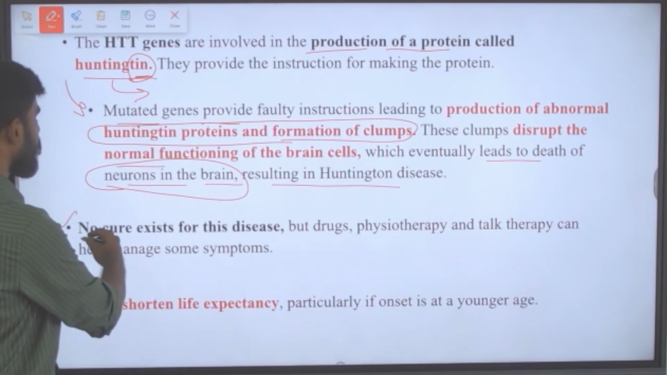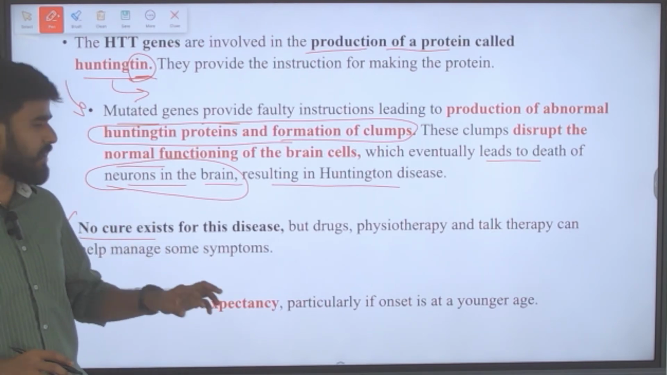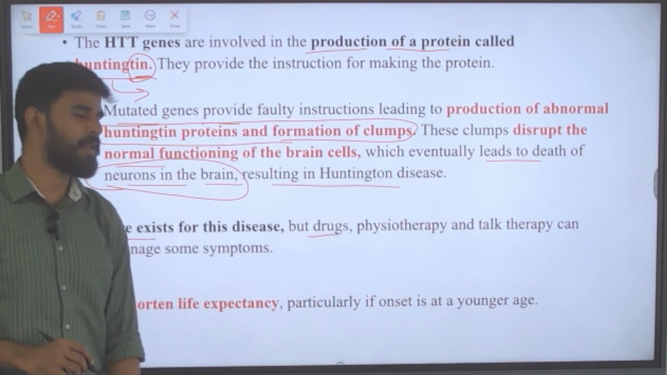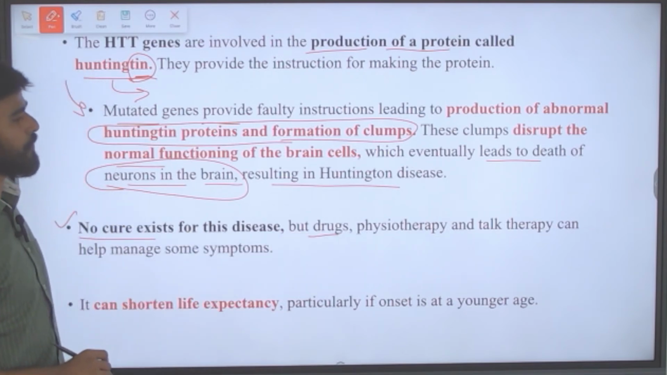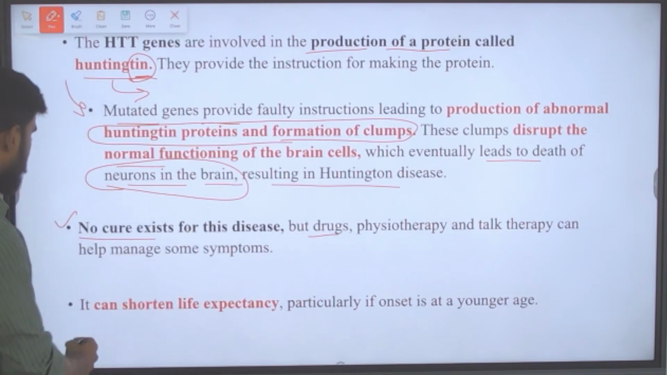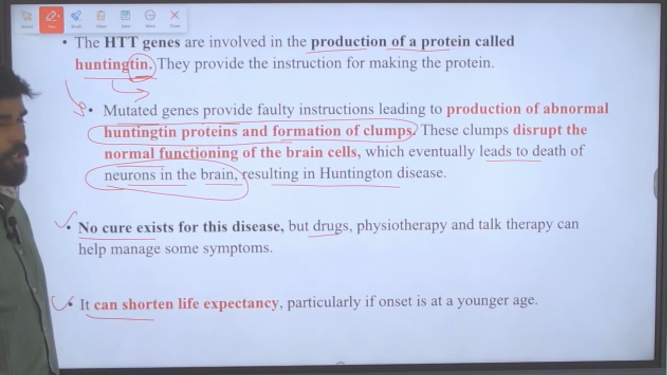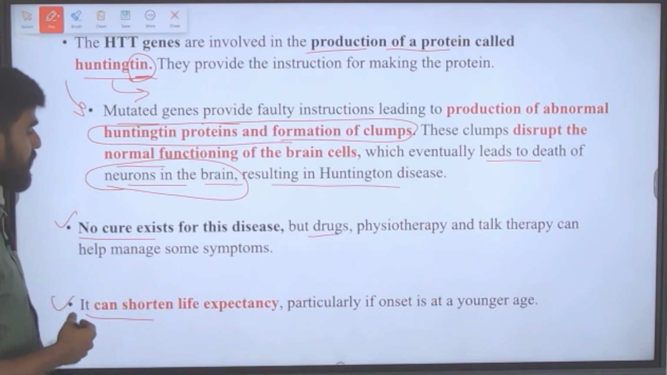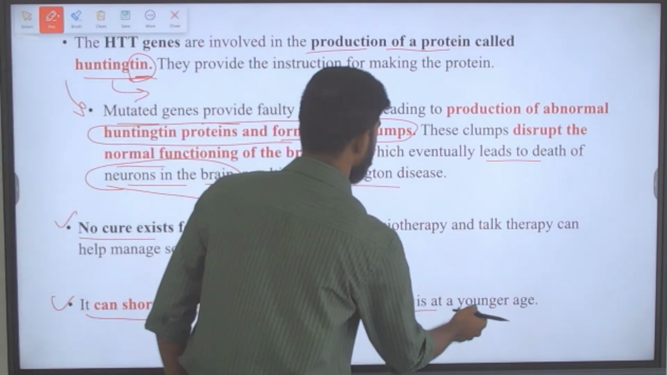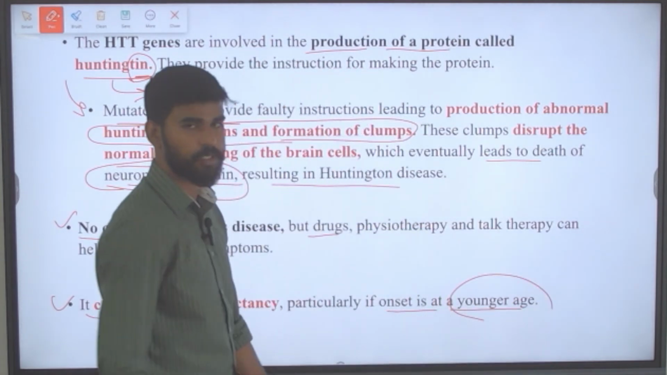Next, there is no cure for this disease at present, and now patients are being treated with drugs, psychotherapy and talk therapy. It can shorten the life expectancy of Huntington's disease patients, particularly if the onset is at a younger age.